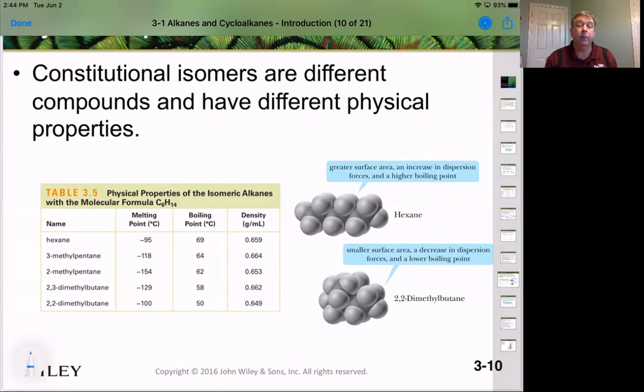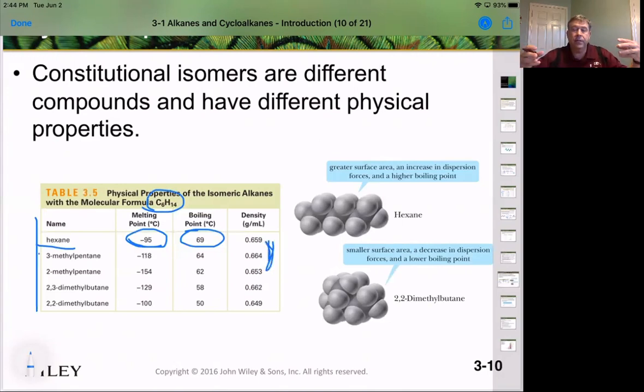However, their boiling points and melting points change with the number of different branches they have. This can be seen here, where all of these are different isomers of C6H14. What we see is that the straight chain, the longest chain itself, actually has the highest melting point and the highest boiling point, okay? And it has about an intermediate density here.